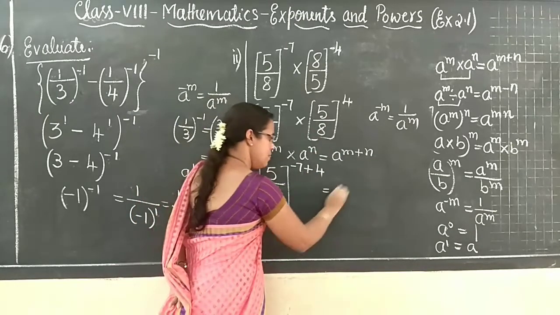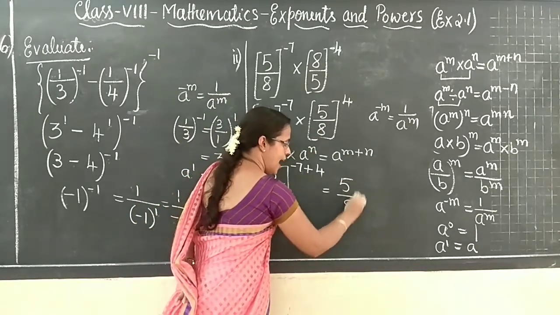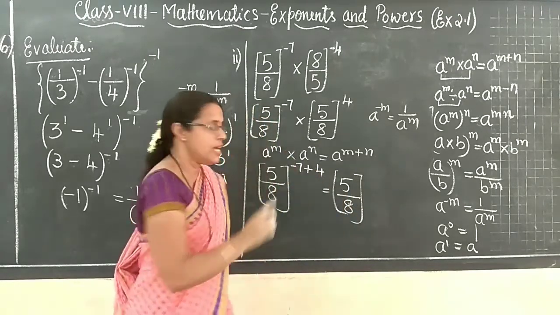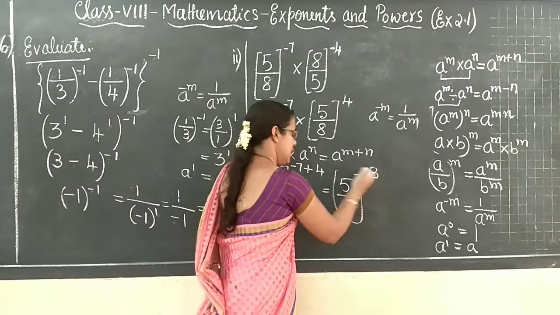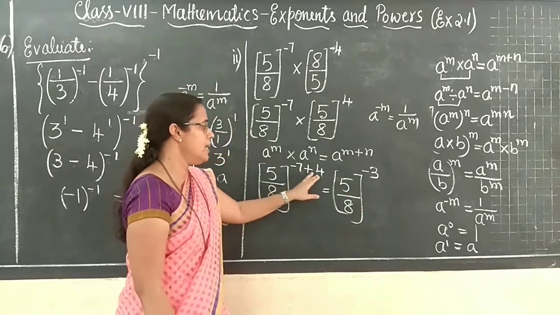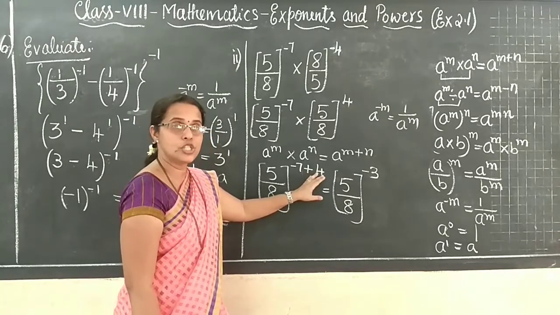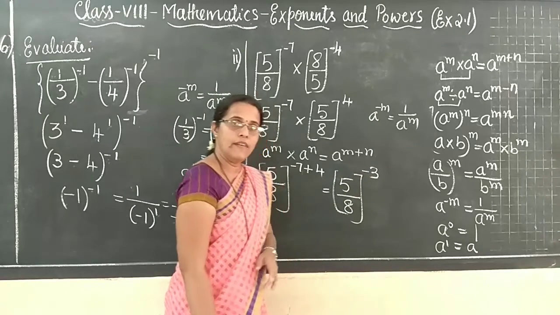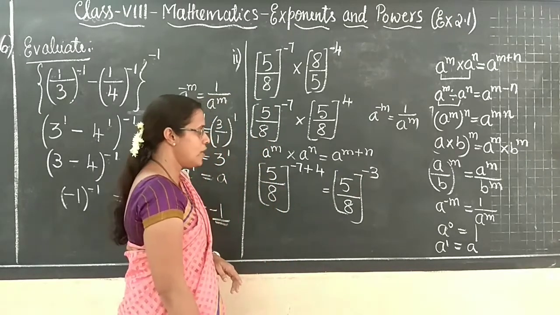Okay. What's the next step? 5 by 8 right as it is. Then minus 7 plus 4, you have to subtract. 7 minus 4 is 3. Bigger number sign is minus. Yes, children? Minus 7 plus 4, that is becoming minus 3. Will you agree, children?